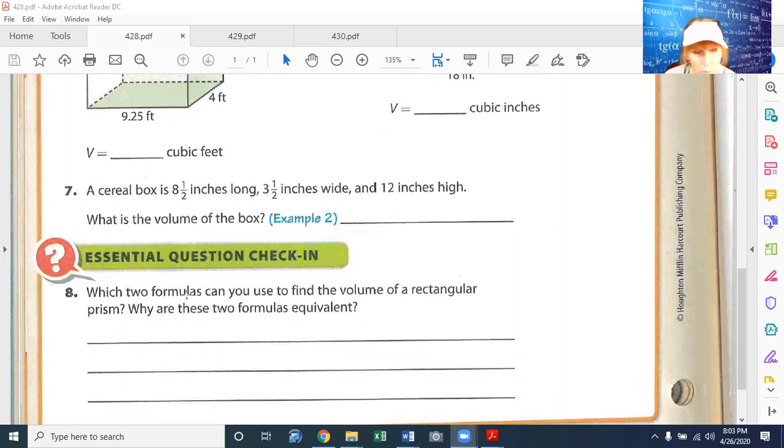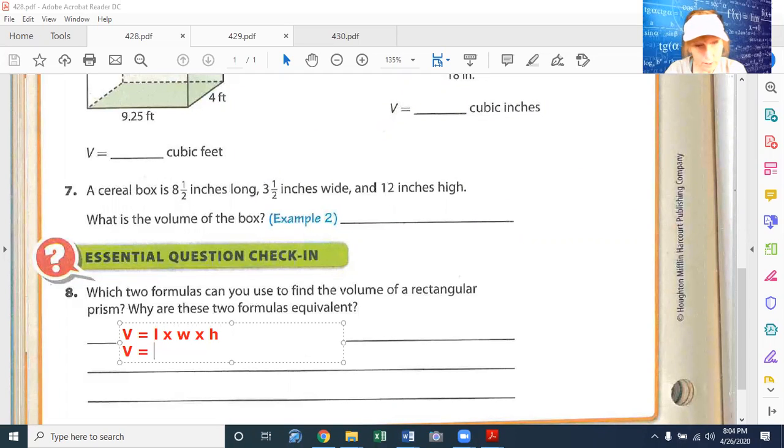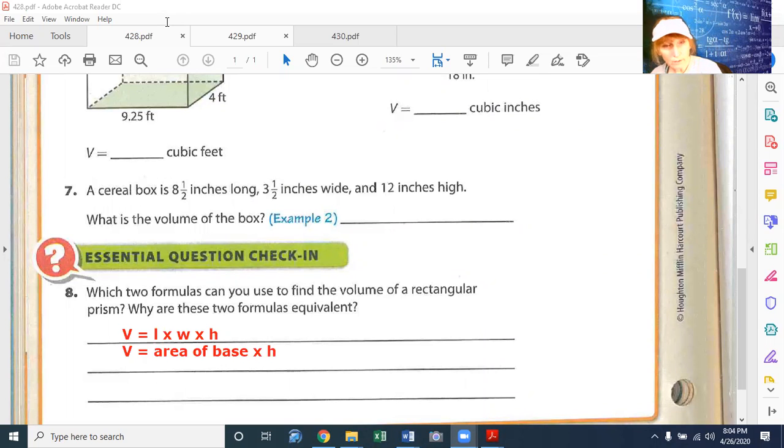Number 8, which 2 formulas can you use to find the volume of a rectangular prism? They wanted to say the 2 formulas they wanted you to do is volume equals length times width times height, or volume equals area of base times the height. So those are your 2 formulas. Just knowing volume equals length times width times height is enough for now. When you get into 7th and 8th grade, then we'll look more at the idea of the base times the height. Okay, homework. Let me go back to this.